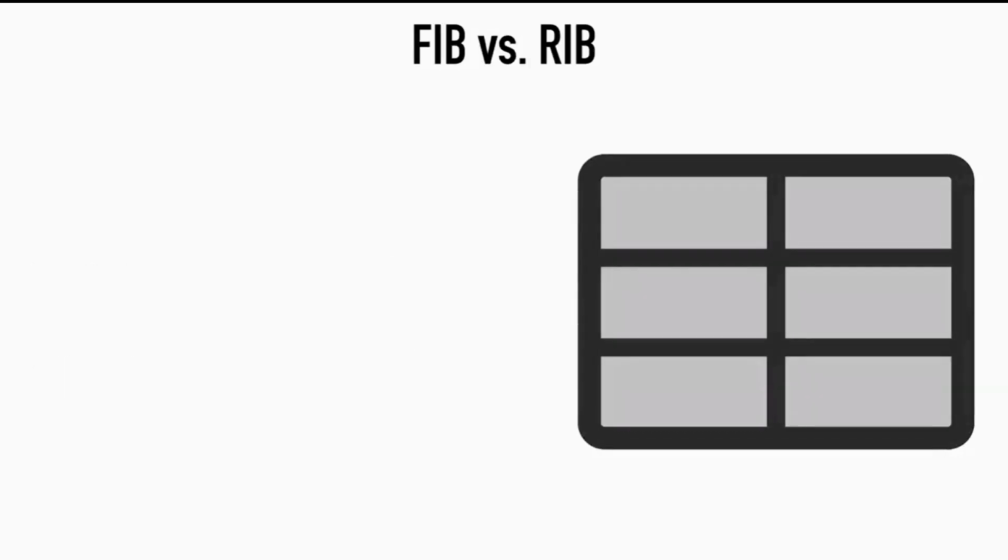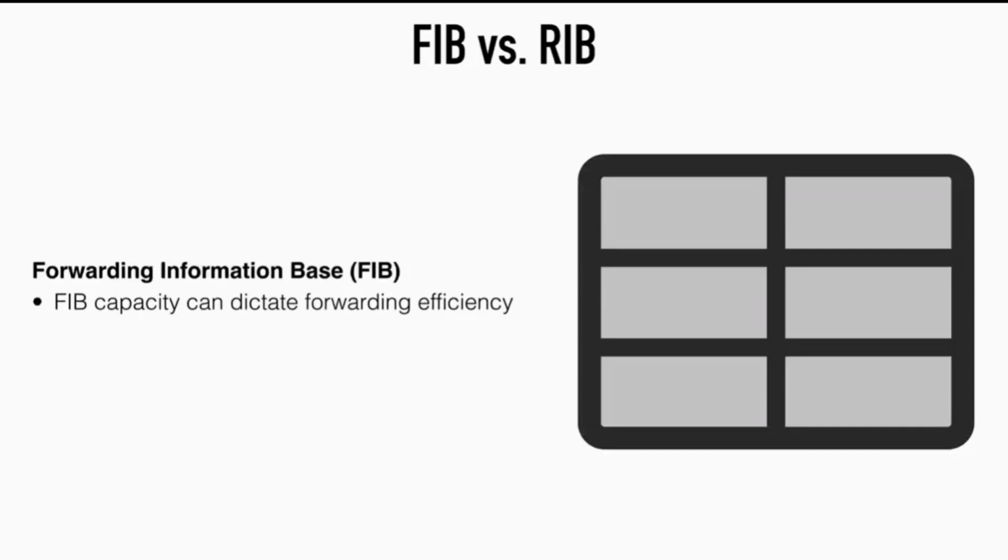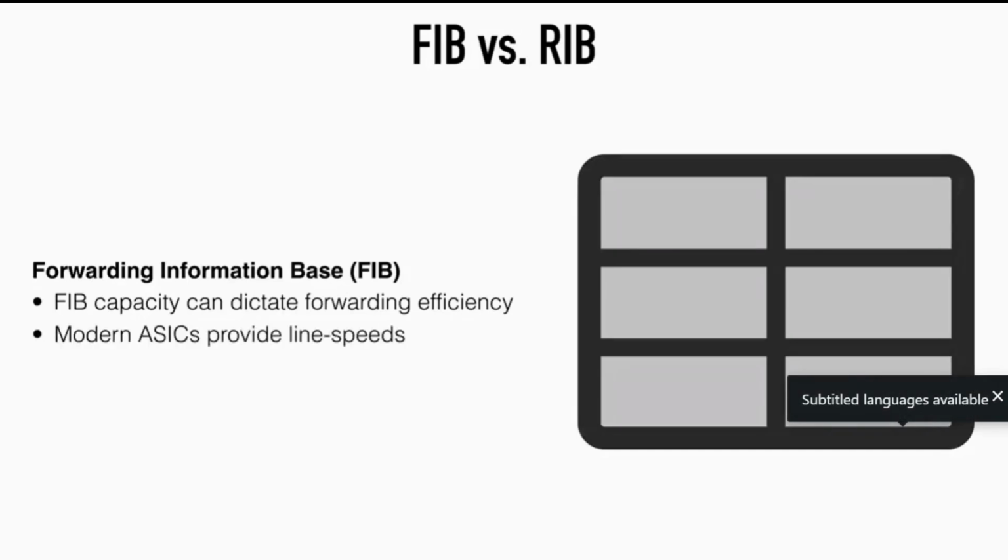One of the things to note about the FIB is that, generally speaking, the number of entries found within the FIB may influence the ability of the router to forward traffic quickly. The more entries there are within the FIB, the longer it could take for route lookup to happen. But these days, that isn't much of an issue with our modern equipment. We have very fast ASIC-based forwarding that is nearly equal to line speeds.